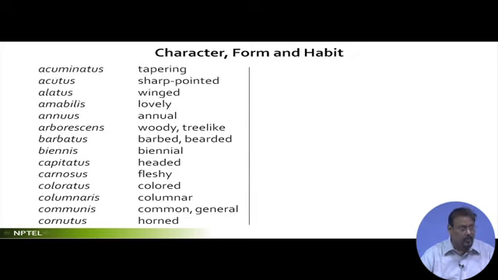Character, form and habit. I will go a little quickly now. Acuminatus is tapering, acutus is sharp pointed, alatus is winged. I am just naming one tree here, alatus. This is a tree called Sterculia alata. This tree I will discuss when I talk about the plants in detail in my next series of lectures. Sterculia alata is a tree which looks like wings, it spreads.